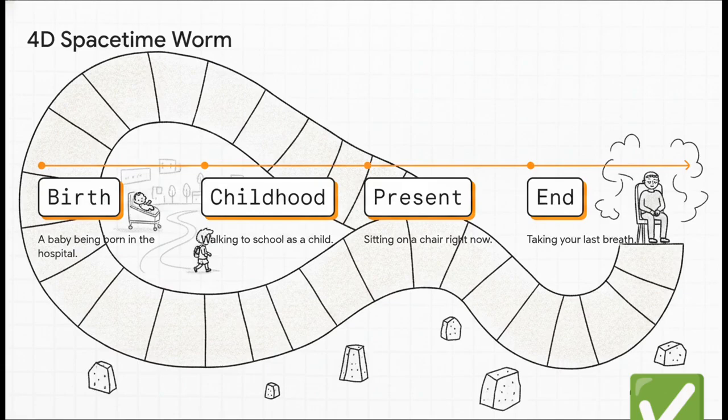In 4D, there is no past or future. There is no movement. There is only this giant, frozen monolith of your entire existence. To a 4th dimensional being, your life isn't a story unfolding over time. It's simply an object sitting on a table.